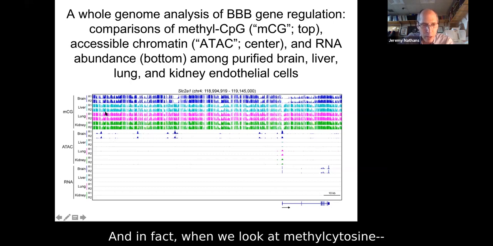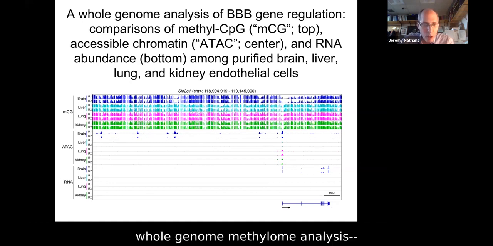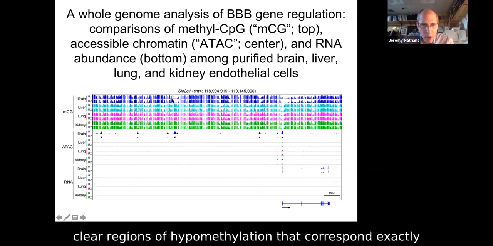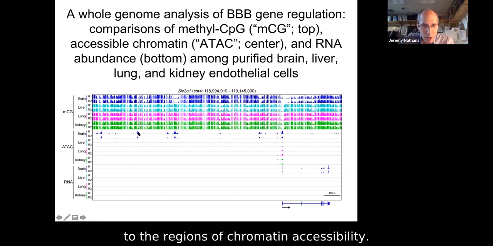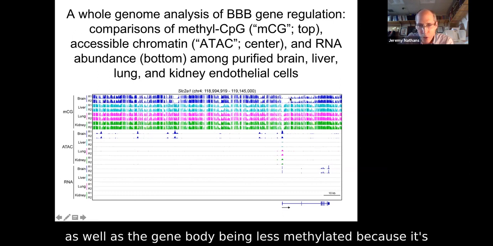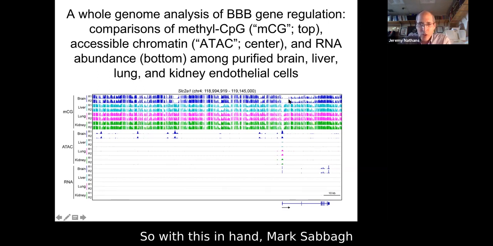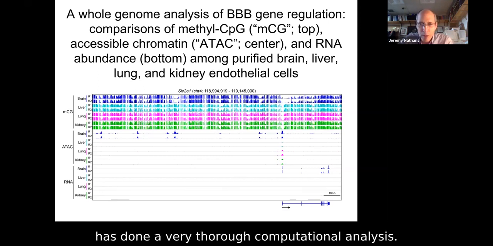And in fact, when we look at methyl cytosine, and this is done in collaboration with Joe Ecker's lab at the Salk, whole genome methylome analysis, we see that in the brain, there are clear regions of hypomethylation that correspond exactly to the regions of chromatin accessibility. You can see them here in each of these places, as well as the gene body being less methylated because it's expressed. So with this in hand, Mark Sabah has done a very thorough computational analysis.